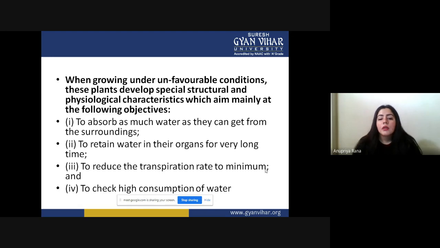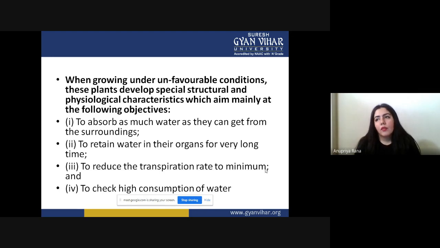Next, to check high consumption of water. They also have checkpoints for what is consuming more water. Basically, they eliminate the part which uses most of the water. If we talk about the whole plant, the leaves are the ones that utilize more water, because they do transpiration and photosynthesis, they have two epidermis, and they have a number of stomata. So leaves are the major high water consumption unit inside the plant body.